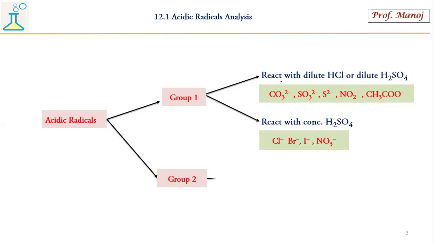Under group 2, you have only one radical, which is sulfate. So our portion is basically all these radicals, how to identify them in practice. In practical, how to identify them. Fine. Let us begin with each and every radical now. Now, whatever chart I gave you, let us understand this in detail.